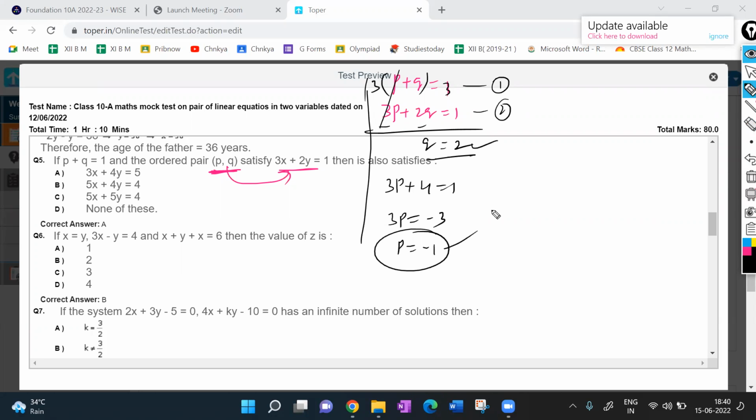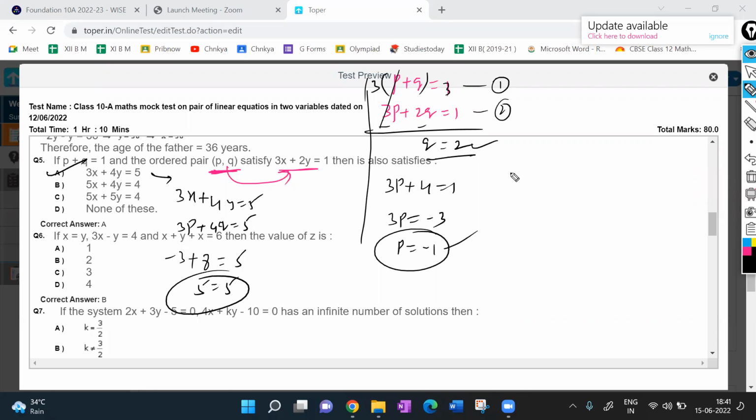All right. Now tell me, if I take this, now 3x plus 4y is equal to 5. It is also satisfying. 3P plus 4Q is equal to 5. So is it satisfying here? Sorry, one second, I substituted in reverse. 3 into minus 1 plus 4 into 2, minus 3 plus 8 is equal to 5. 5 is equal to 5. Correct? Understood? Now option A is satisfying.